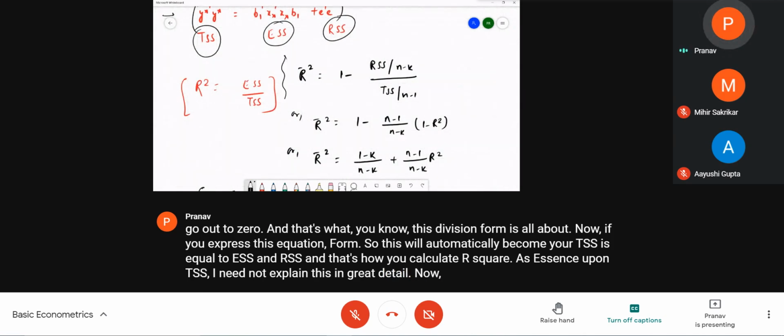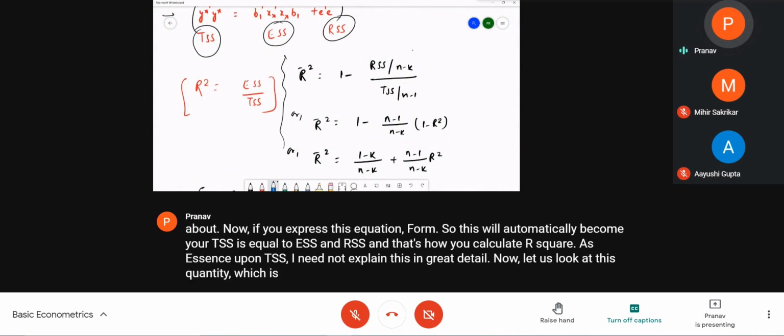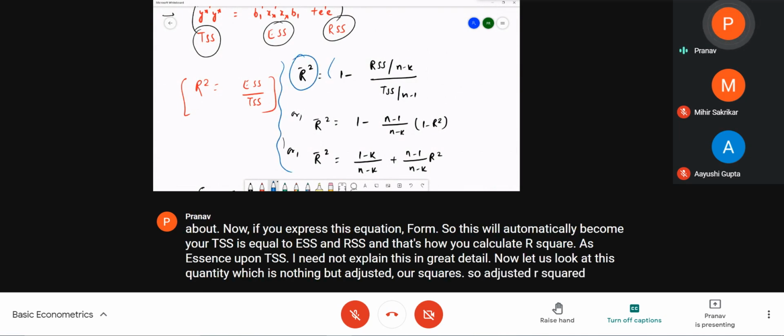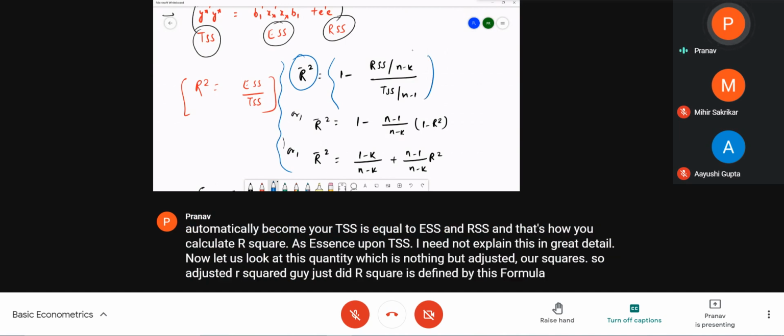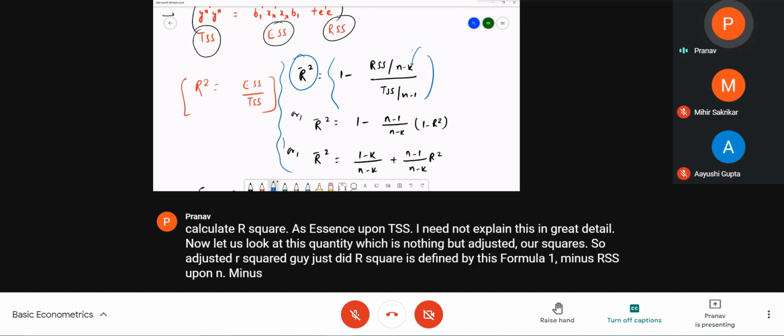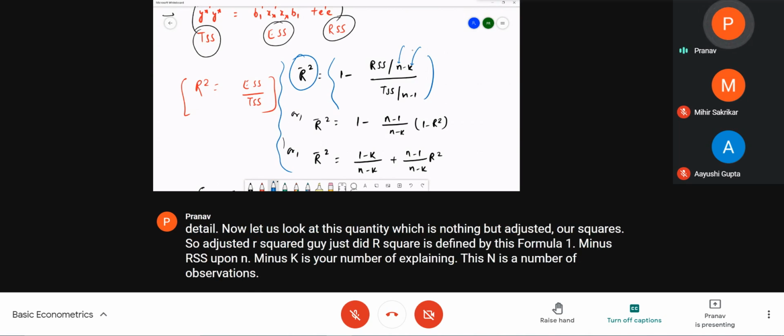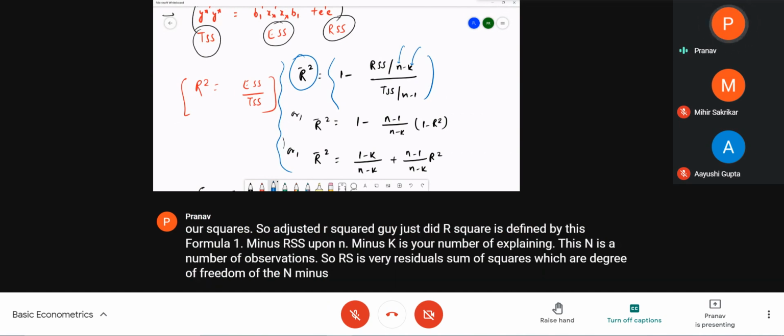Let us look at this quantity, which is your adjusted R square. So what is adjusted R square? Adjusted R square is defined by this formula: 1 minus RSS upon n minus k, where k is your number of explanatory variables and n is your number of observations. So the residual sum of squares will have degrees of freedom n minus k. Can you guess why?